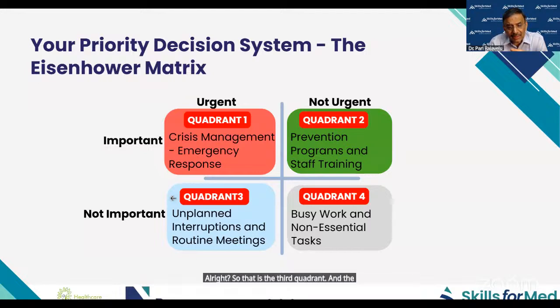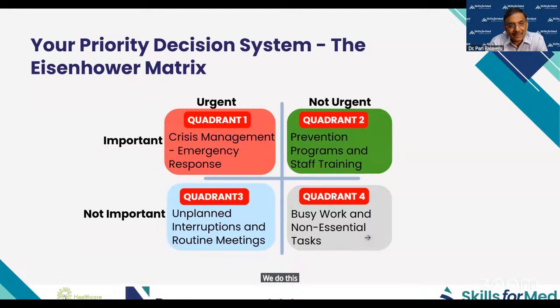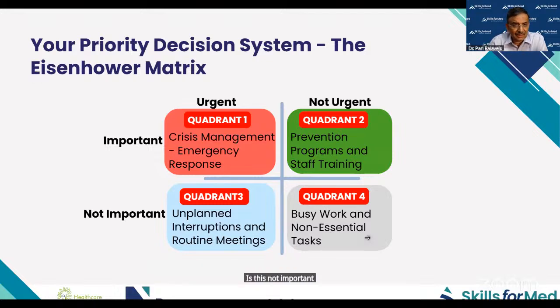And the fourth quadrant is not important, not urgent. Ideally speaking, you should not be in this quadrant at all, if you want to be really productive. You won't be doing tasks which are not important and not urgent. But many times we do this busy work and non-essential tasks. In today's world, endless scrolling of Instagram or whatever social media you're using is this not important, not urgent task. And many of us are guilty of spending time on it.